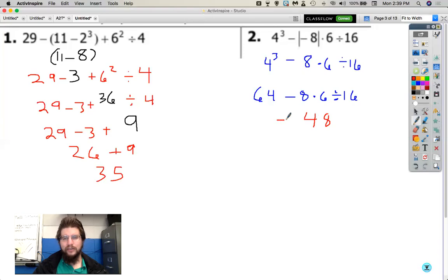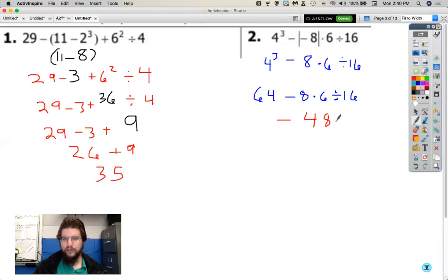And we have the subtraction symbol. Subtracting, negative, minus, it's all the same. So you can look at this as -8 times 6, and that's -48, or you can look at this as 64 minus 8 times 6. And again, it's going to be -48 or -48. Same thing.